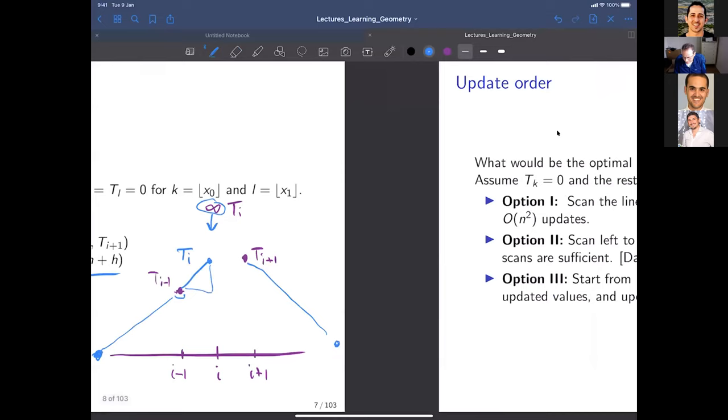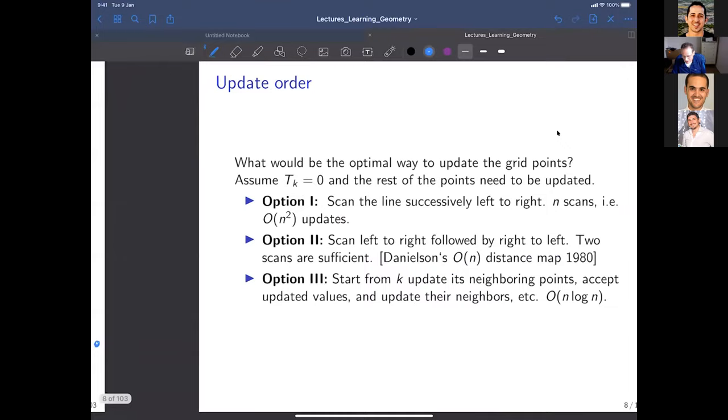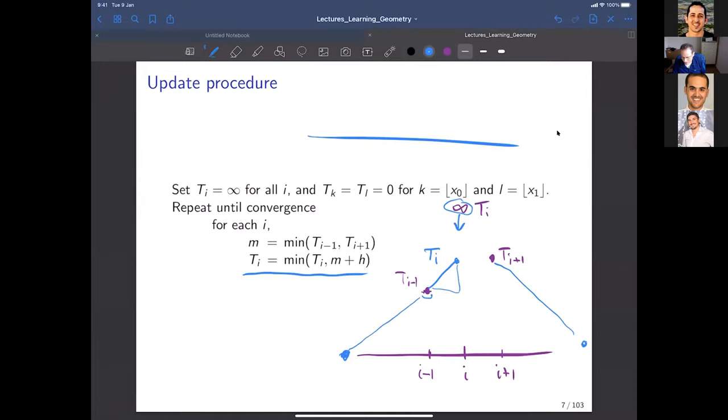So now the question is, I've given you an algorithm of how to update your points. This is your grid. You look at the left neighbor, you look at the right neighbor, and according to their values, you update your own. And the question is, how do I scan my grid? I mean, how do I choose the right order of selecting the points? Now, any ideas? How should I do it efficiently?